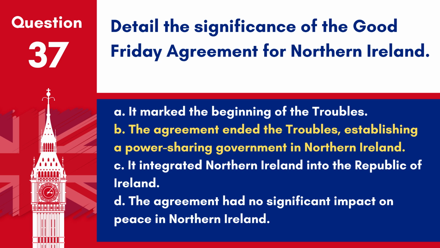Signed in 1998, the Good Friday Agreement was a monumental peace accord that ended decades of sectarian conflict in Northern Ireland, known as the Troubles, by establishing a devolved legislature and promoting reconciliation.